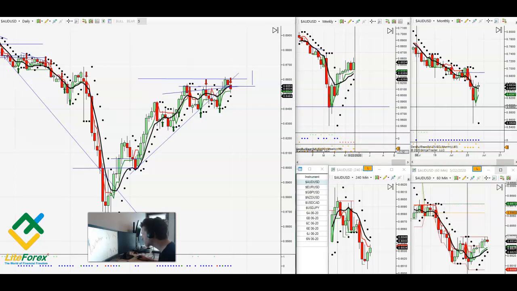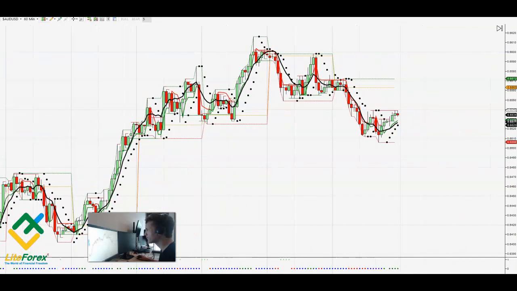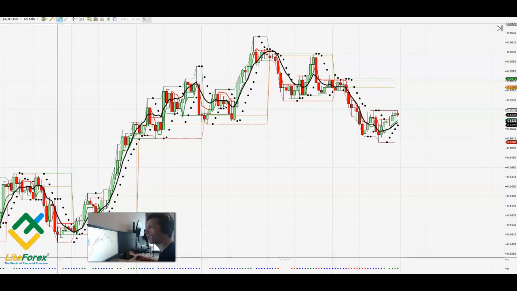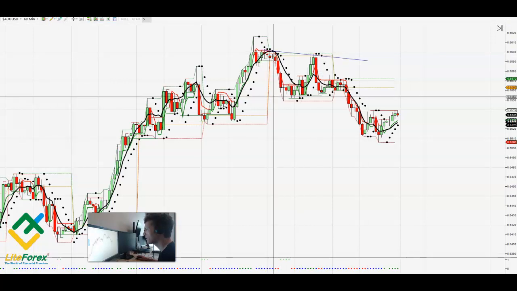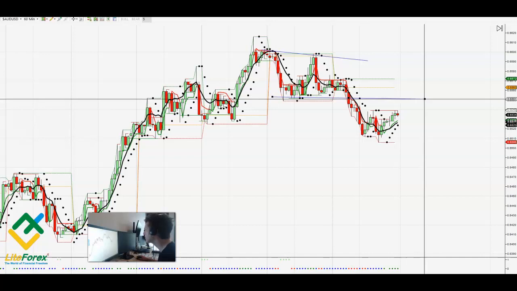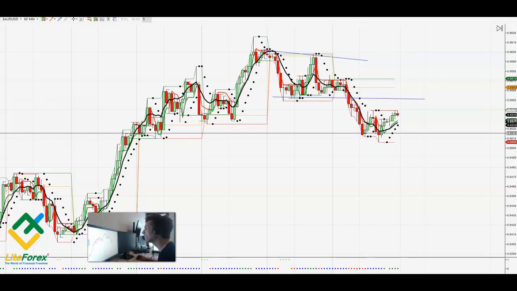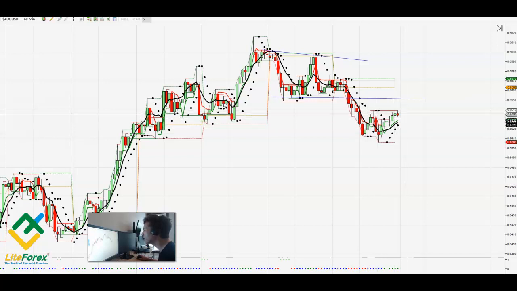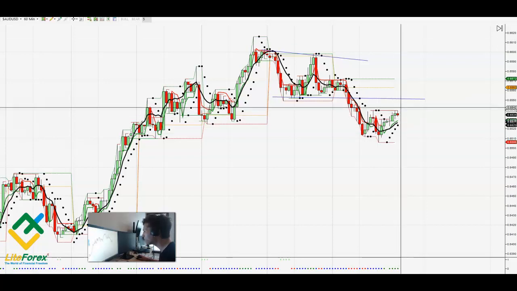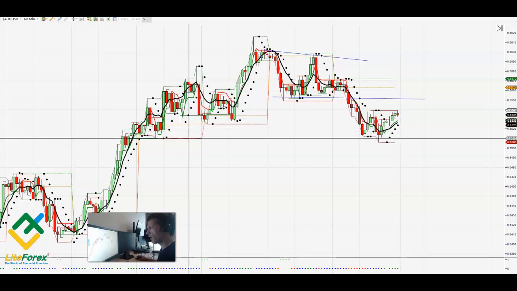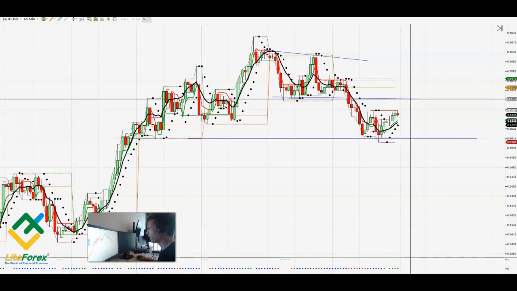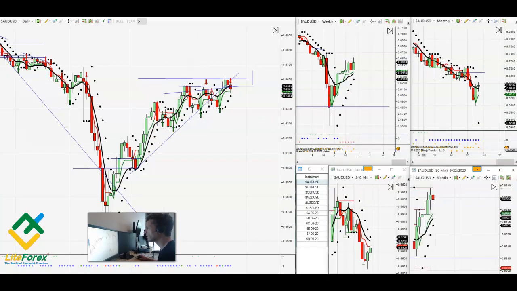If we look at the 60-minute, you can see we're putting in lower highs. We had some support around 6,500. That got taken out, and now we're kind of waiting. This needs to set up and break. So I would be waiting for a break above 6,500. It's a wait and see for me, actually.